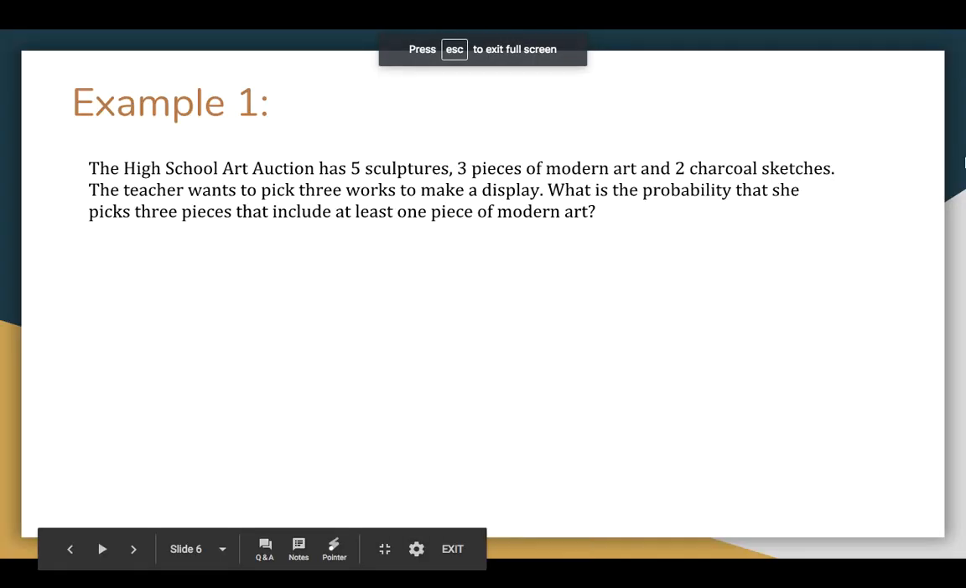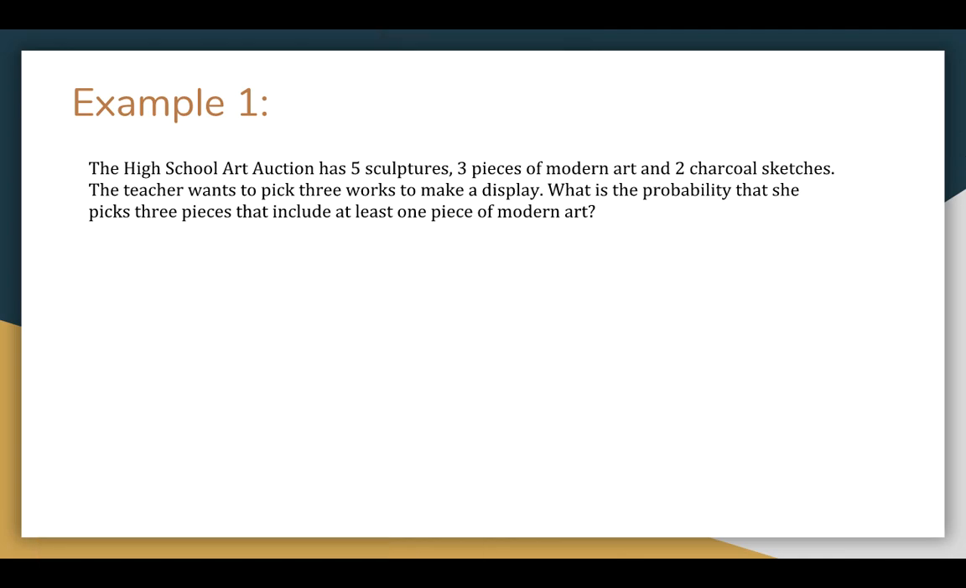Okay, looking at the first example, we've got 5 sculptures, 3 modern art, 2 charcoal sketches. So we want to make a display, and we're just going to choose 3 of them. What is the probability that you pick 3 and they contain at least 1 piece of modern art? This "at least" is a really important word here.